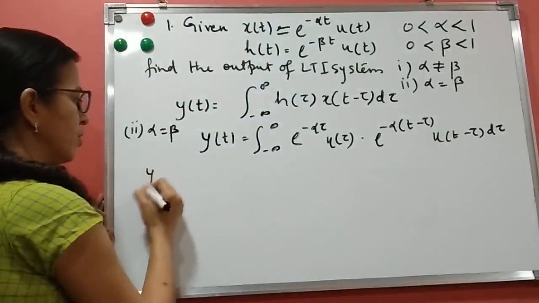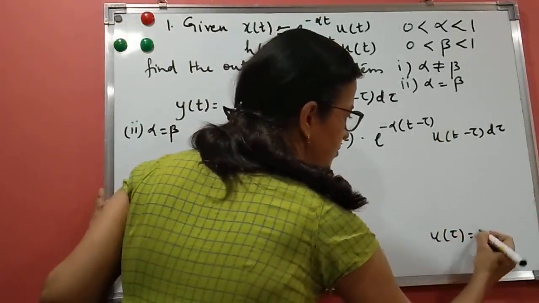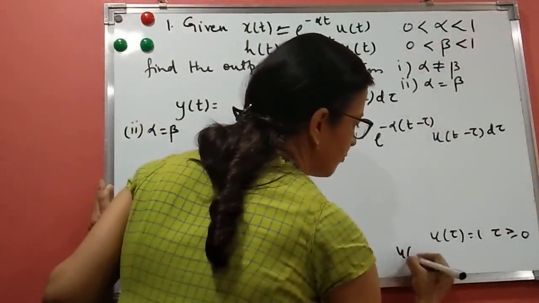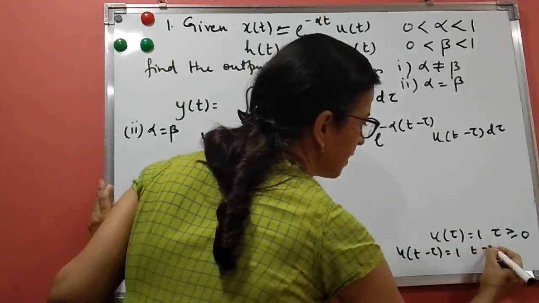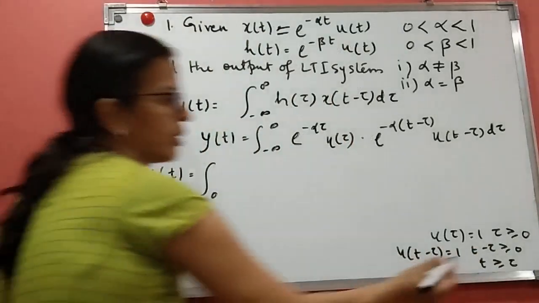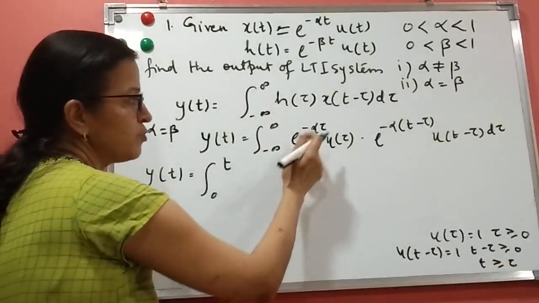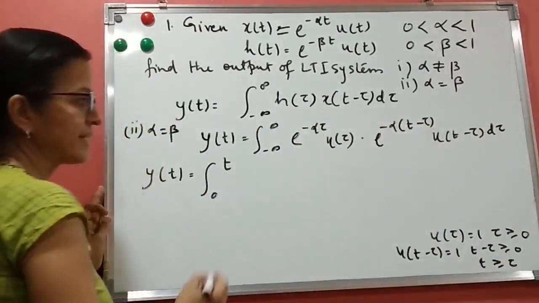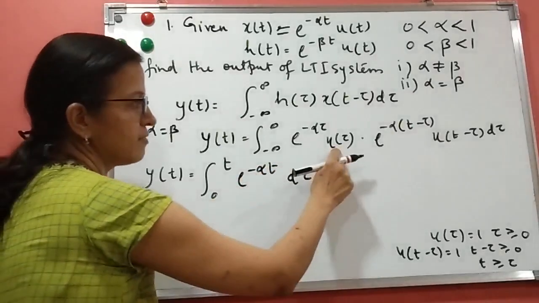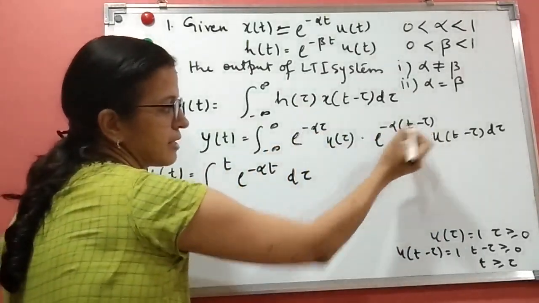Now we know the upper limit and lower limit is decided by this. So this one, u of tau, I am writing it again. u of tau is 1 for tau greater than or equal to 0. So this limit becomes 0. And u of (t minus tau) is 1 for t minus tau greater than or equal to 0, or t greater than or equal to tau, or tau less than or equal to t. So this is 0 to t. Now e raised to minus alpha tau and e raised to plus alpha tau get cancelled. You have only e raised to minus alpha t d tau, because this is 1 and this is also 1. That's why we have changed the limit.